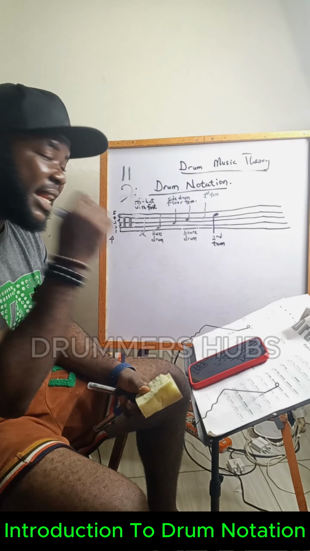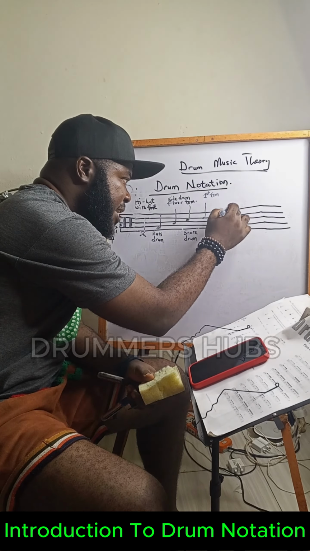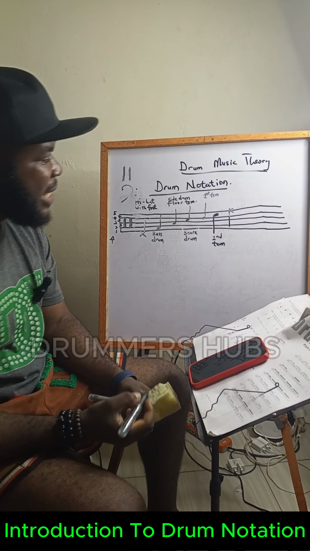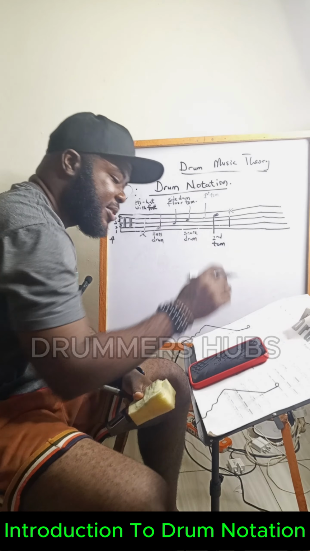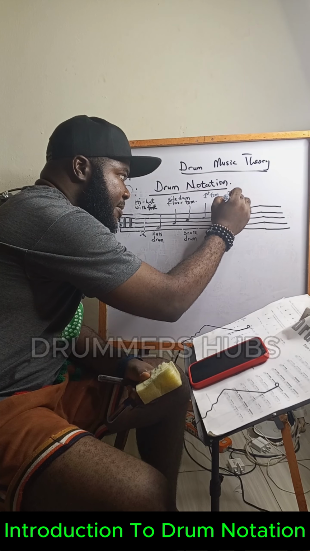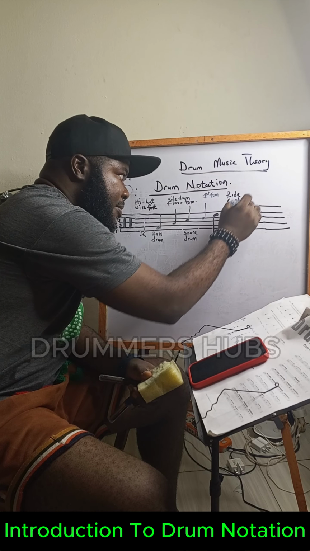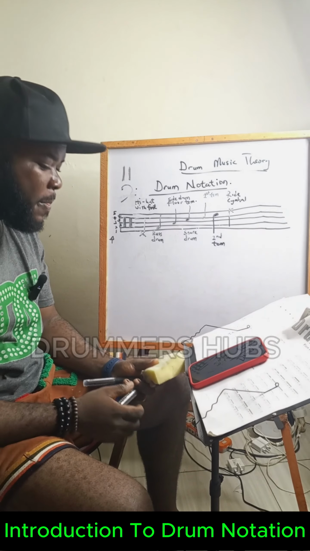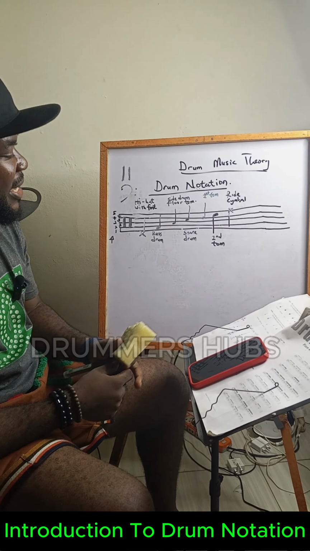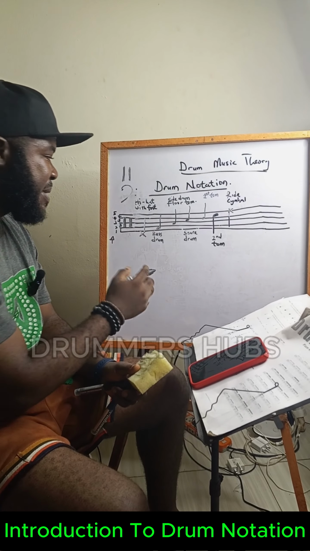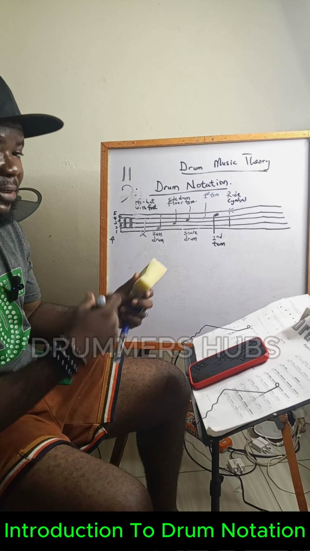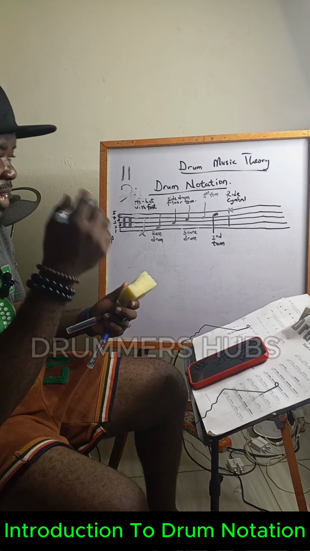Then on line 5, I'm also going to take this head down. On line 5 we have the ride cymbal, resting on the line itself. That's an X sign. Remember, the notation for the cymbals is different.